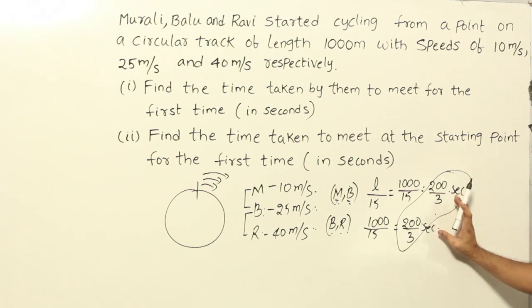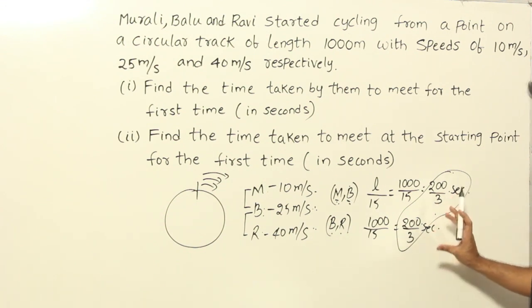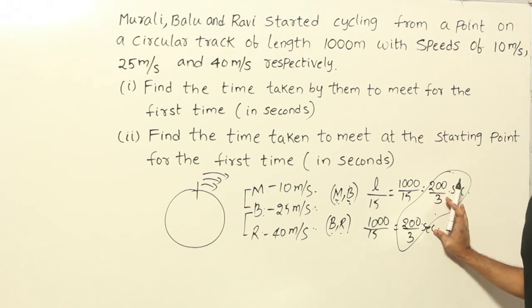But then it need not be the same thing in all the examples. In case these two numbers are different, you try to find out the LCM of them, and now that LCM is going to be the answer.